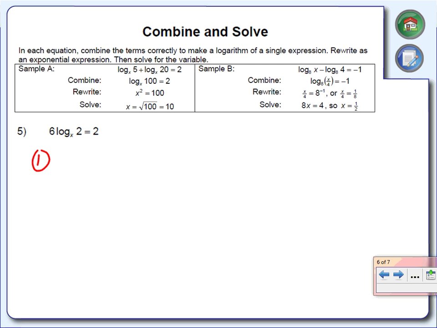That 6 that we're multiplying is going to go where now? It now becomes the exponent on this 2 right here. It's going to go right there. So let's rewrite it as log base x of 2 to the 6th power equals 2.